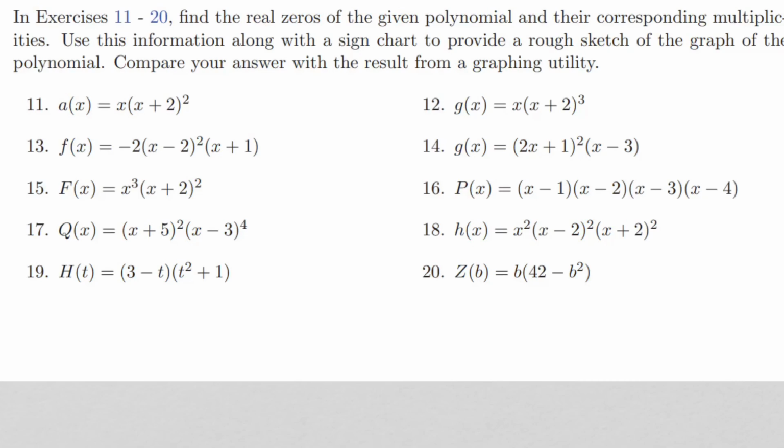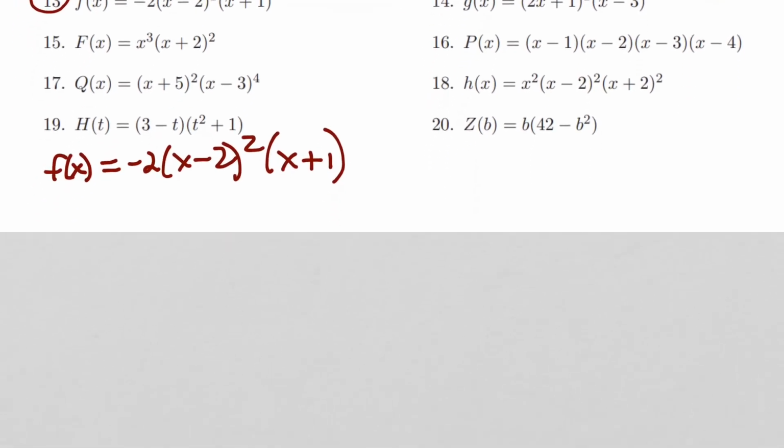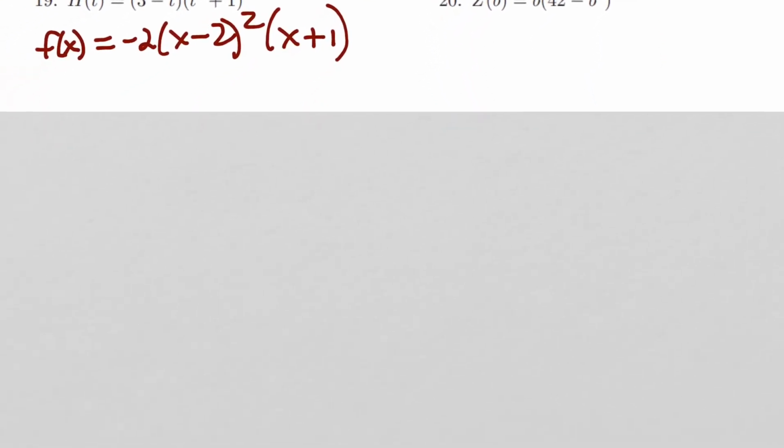All right, now I want to show you how you can do a rough sketch just taking into consideration the end behavior and the multiplicities and whether you have real zeros, which are actual dots on the x-axis. So let's do a couple of these. So let's take a look at number 13 here and try to make a rough sketch just taking into consideration the end behavior and the multiplicities.